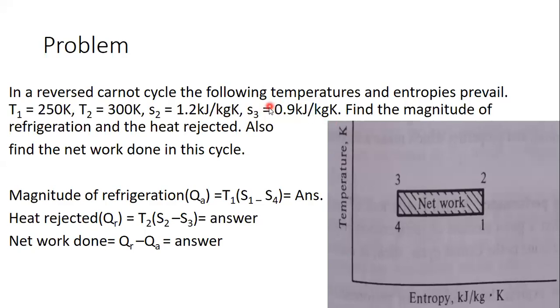S3 equals 0.9 kilojoules per kilogram Kelvin. Find the magnitude of the refrigeration and the heat rejected. Also find the net work done on this cycle. We have to first of all find the magnitude of refrigeration and the heat rejected. Also we have to find out the net work done in the cycle.